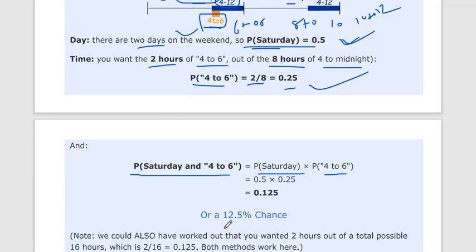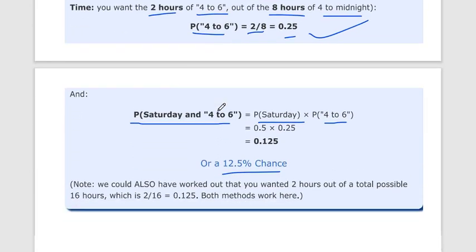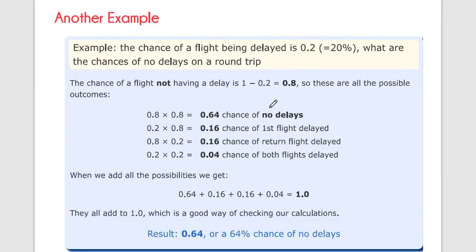So there is a 12.5% chance that you will get a timing slot of Saturday and 4 to 6. This is how independent events work, and this is how you can find the probability of independent events. Okay, let's take another example.